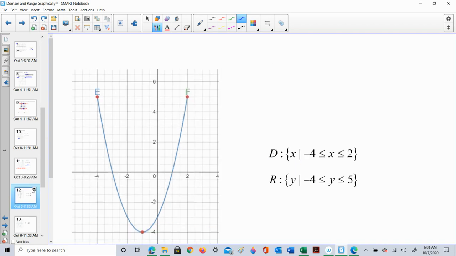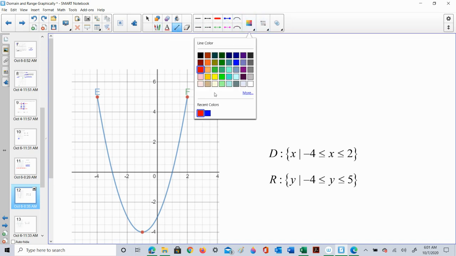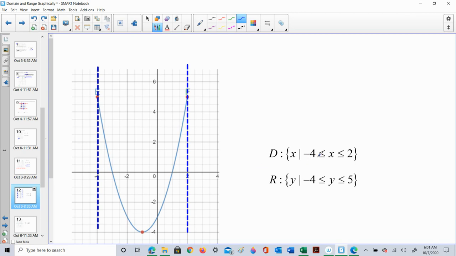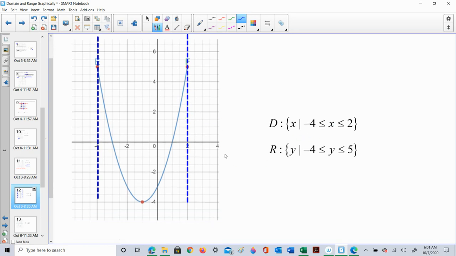Here, I've restricted it a little bit. Now this is a portion of that graph. So now I've got this inequality that has two pieces. Our domain goes from here, negative 4, and it only goes to 2. So our domain is x, such that x is greater than or equal to negative 4 over here, less than or equal to 2 over here. Now what about our range? How does that change here?